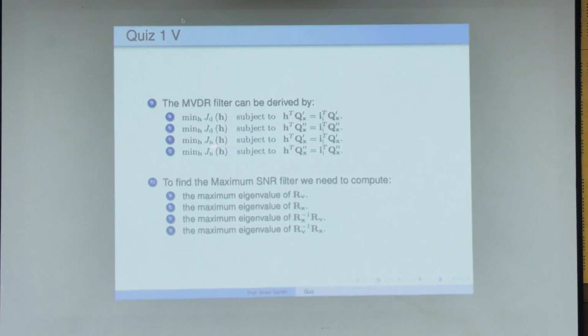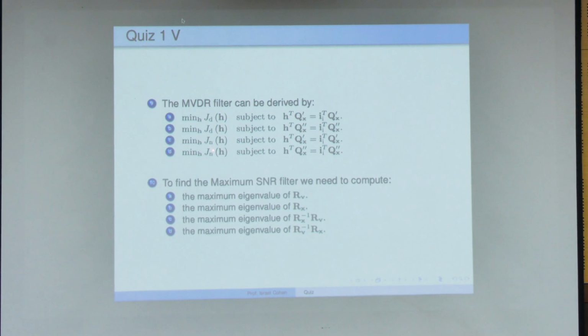Okay, so the MVDR with C, it's minimization of JN subject to this. So we can remove A and B because the MVDR is distortionless, so it doesn't minimize JD. It minimizes JN, the variance of the noise, or the MSC that is related to the noise. So it's either C or D, according to the beginning.